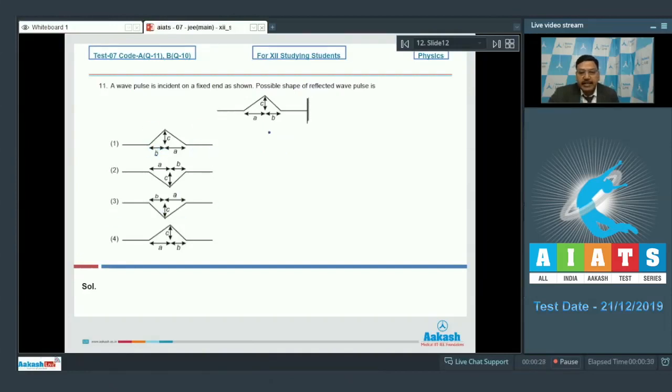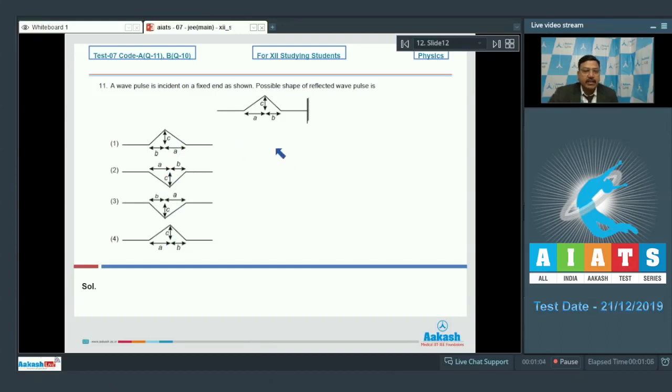Well, we see that the pulse is not symmetrical in the sense that these two dimensions are different, A and B. Now, we know that when reflection happens at a fixed end, the pulse gets inverted. So first and foremost, the pulse will definitely be inverted by reflection, which leaves us with these two options only. These two cannot be there. 1 and 4 are totally ruled out.